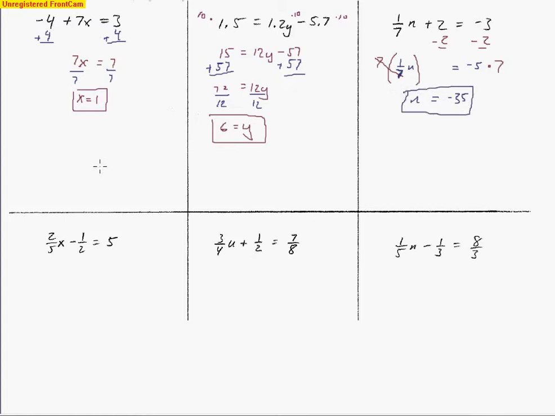Let's take a look at our next one. Here we've got some fractions. Now, if you want to leave the fractions in, you're more than welcome, or you could get rid of them. So if you multiply by a number that will cancel out both denominators, they'll be gone. But you've got to multiply all numbers by that value.